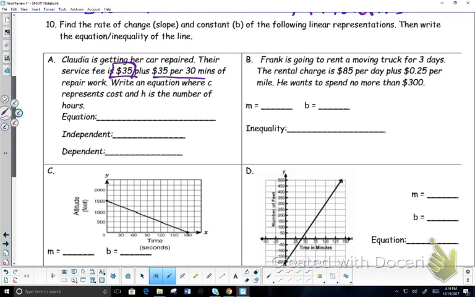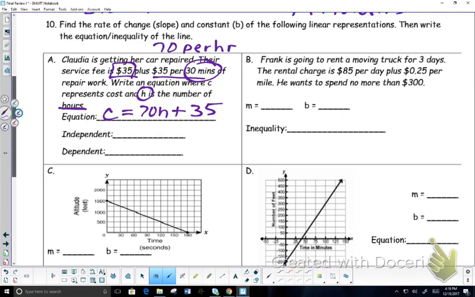Write an equation where C represents the cost, and H is the number of hours. Notice, this is for 30 minutes. That means it's going to be $70 per hour. So we've got $70 per hour plus, right off the bat, you're going to pay $35 just for the guy to look at your car or say hello.